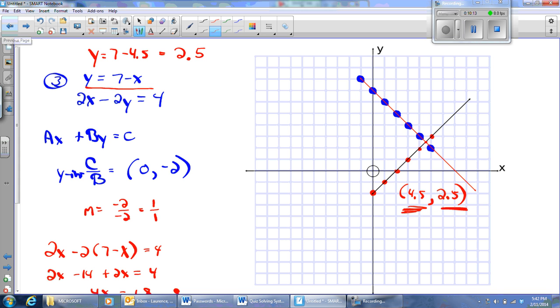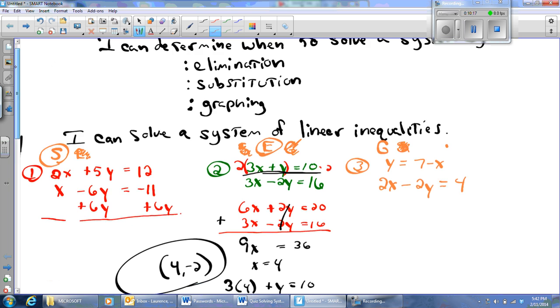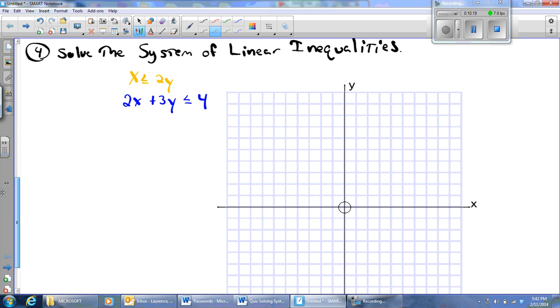Now, I wasn't 100% sure, but I felt pretty good about my estimation. After I checked it, I'm feeling really good about it. Okay, finally, we're going to solve a system of inequalities.